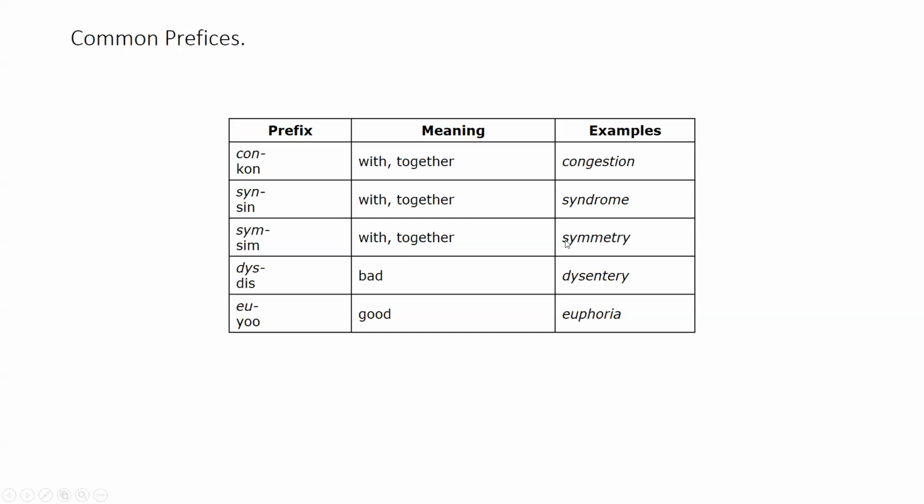Your legs are the same length. There's symmetry. Dis means bad. I think we all knew that, right? Dysentery, enter, is a root meaning the small intestines. Y is a condition. So this literally means a condition of bad small intestines. Eu means good. So euphoria means a condition of good feelings.